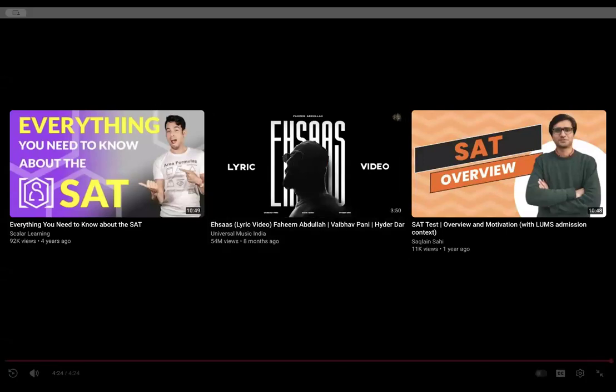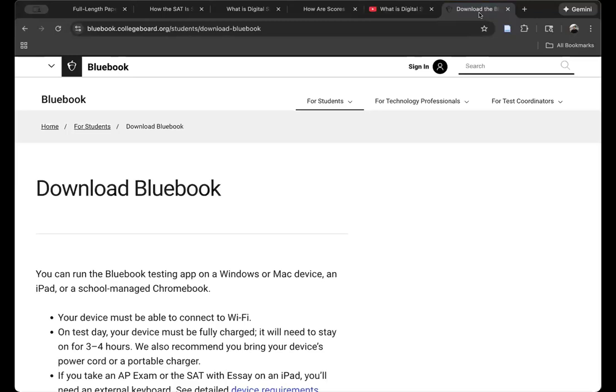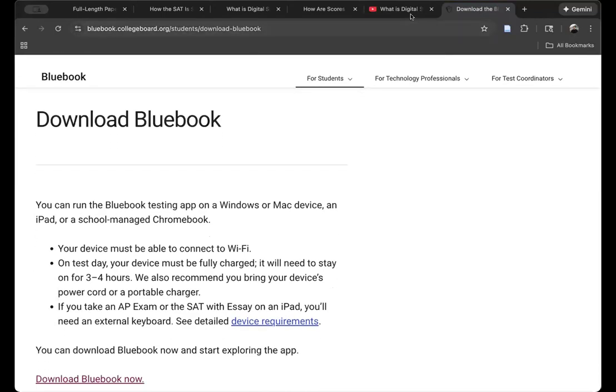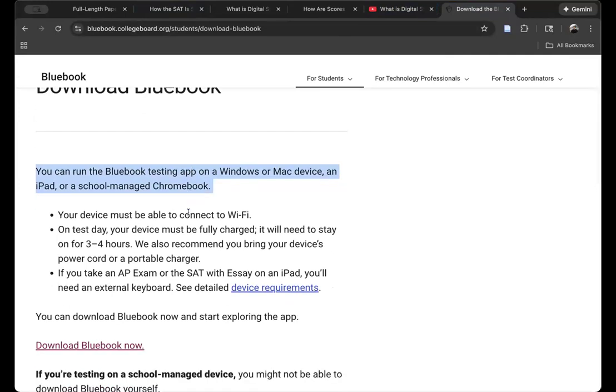So I just thought that would be helpful for people to truly understand what the test format is like. Now I'm going to be walking through the Blue Book platform, and it's something that I recommend everyone get familiar with. It's something that I got familiar with today as well. The Blue Book, like was mentioned in the video, is an application that's a testing platform. This requires certain features. Your device must be able to connect to Wi-Fi, and your device must be charged.